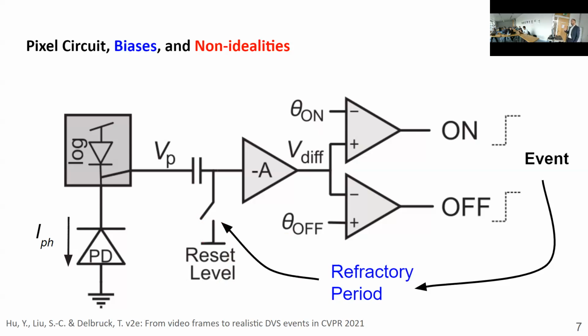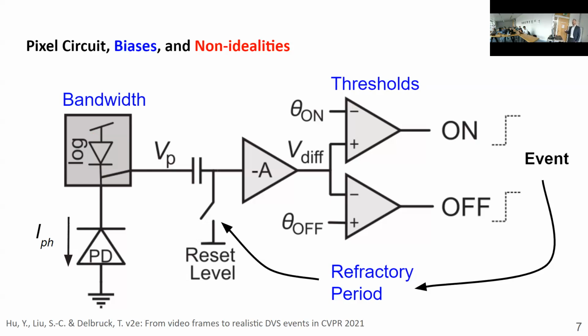Now, there are several degrees of freedom I have to tune the operation or performance of the pixel. First is the refractory period. I can adjust how much dead time there is between events. I can also change the bandwidth, so I can low pass filter the output of the photoreceptor. And thirdly, I can independently tune the on and off thresholds.